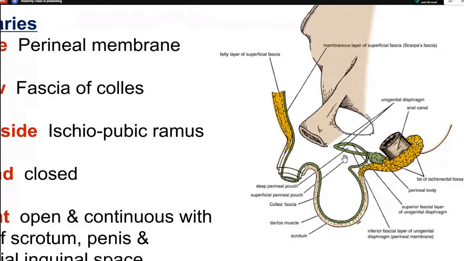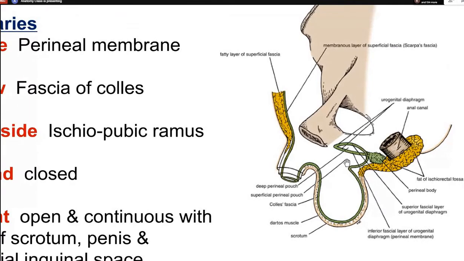So this is the space which is present between the perineal membrane. You can say the perineal membrane as the inferior layer of the urogenital diaphragm. So the perineal membrane has got another name, known as the inferior layer of the urogenital diaphragm. Between the inferior layer of the urogenital diaphragm and Colles fascia, we have got the superficial perineal pouch.